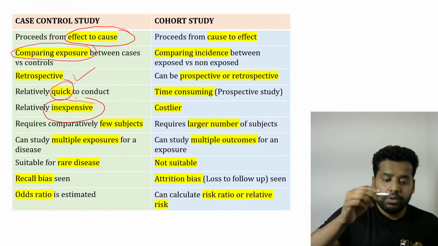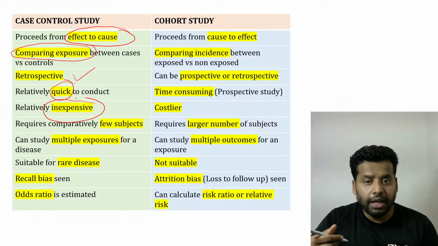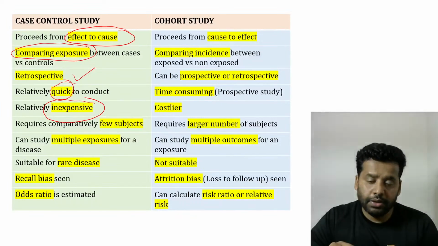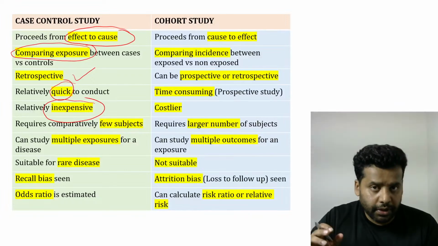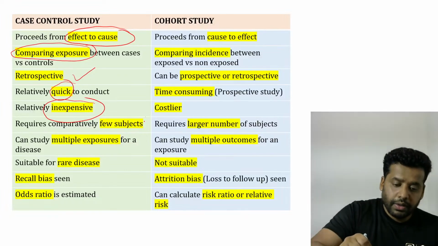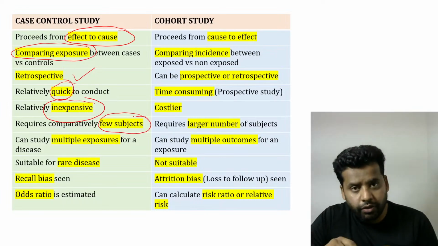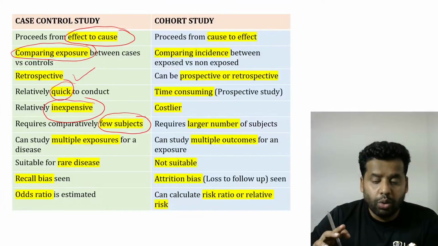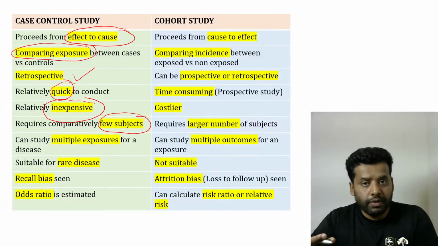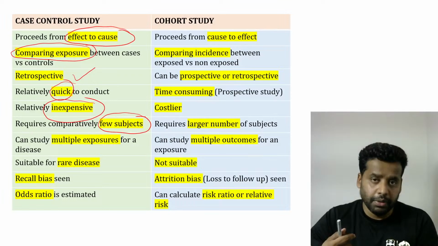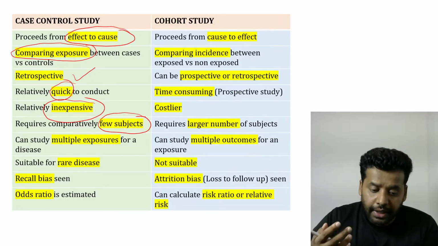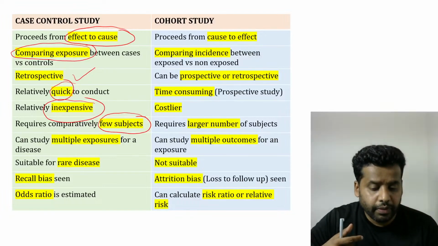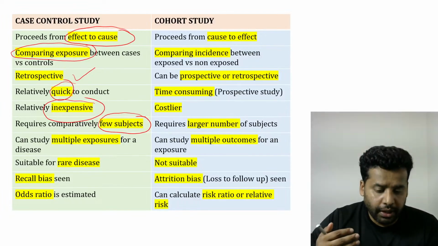Less expensive because it is quicker. The study will happen very fast. It won't take much time. So it is an inexpensive study, a less expensive study. It requires fewer subjects because there is no loss to follow-up. A cohort study needs more individuals because dropouts can happen. That is why case control is very quick to conduct. Inexpensive study, fewer subjects are required.